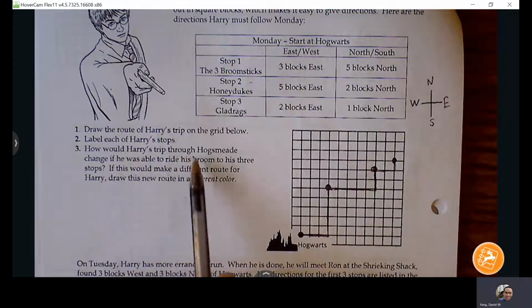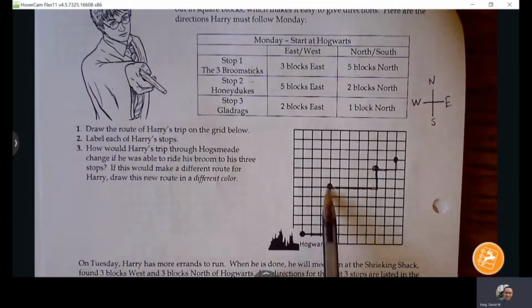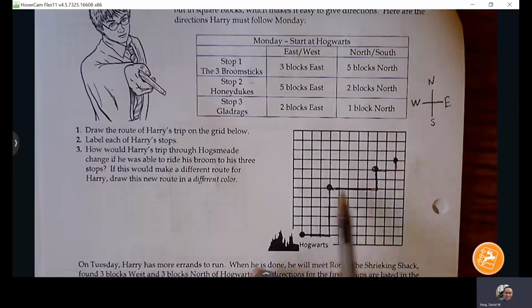How would Harry's trip change if he were to ride his broom to his 3 stops? We can just connect the points, right? So basically the hypotenuse representing each of the vectors here.